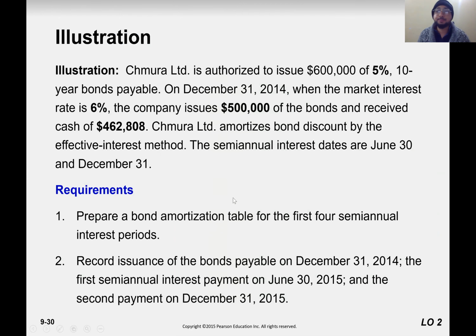Okay, now we are having a question. So I'm going to be setting up a breakout room. All you need to do is prepare a bond amortization table for the first 4 semi-annual interest payments. First 4, which means for 2 years you need to make the amortization table, and you need to make the entries as well. You are asked to take a picture here. Meanwhile, I set up the breakout room, and we will be discussing the answers after 15 minutes of this activity.